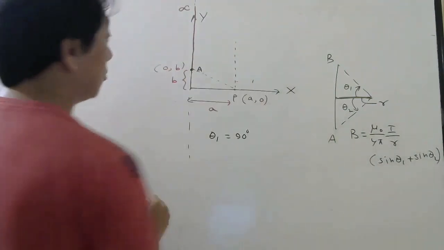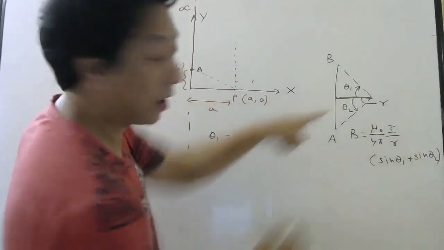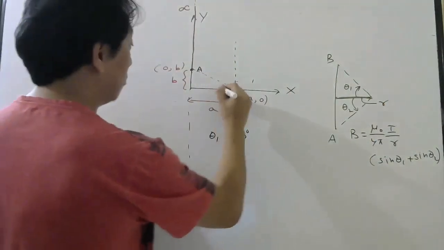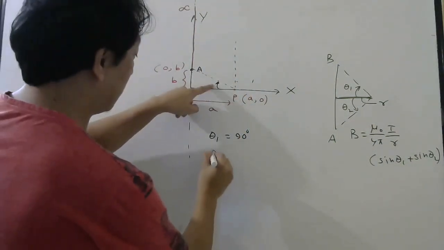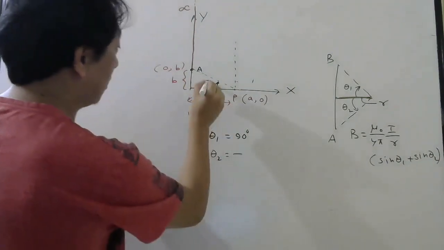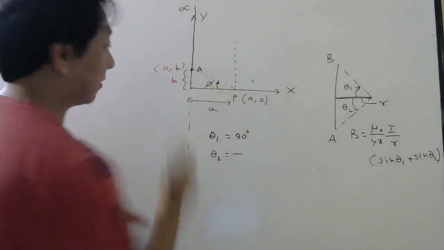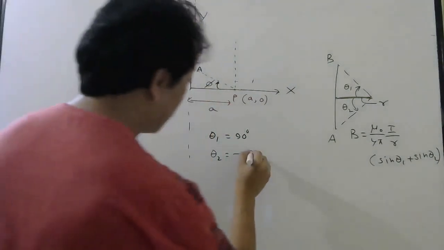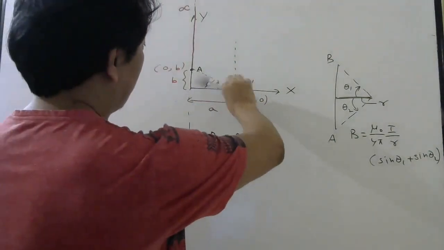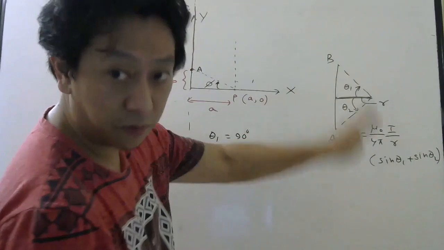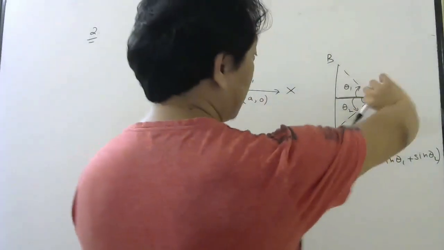Now theta 2, in my formula, I have shown this way, but here theta 2 will be this. So theta 2 should be taken to be minus of whatever this angle is. Let us call this angle phi. So theta 2 should be written as minus phi. Why minus? Because it is on this side, whereas in my formula theta 2 was on this side.